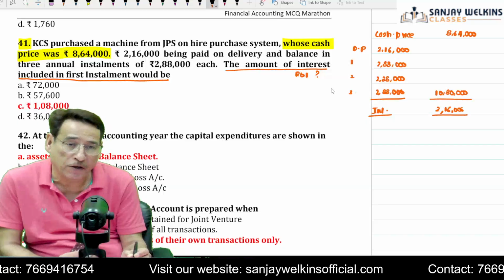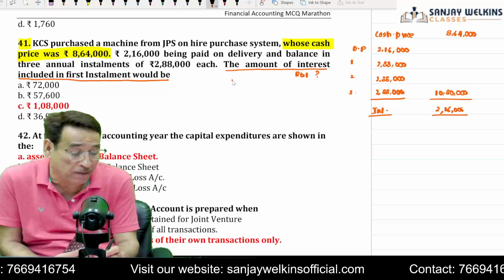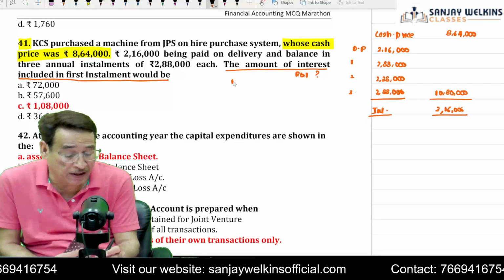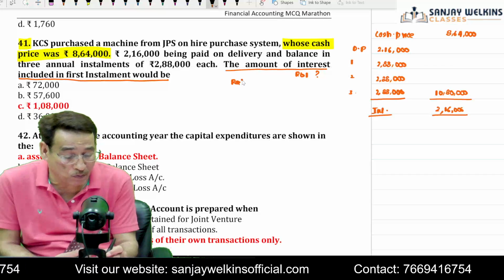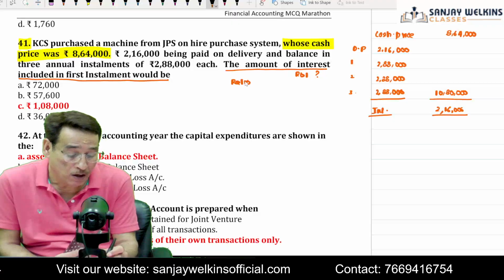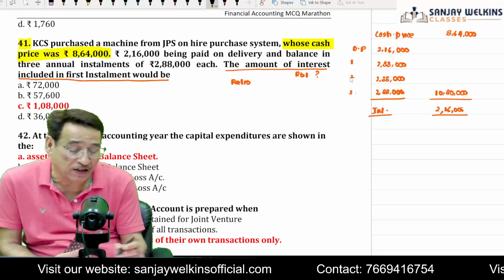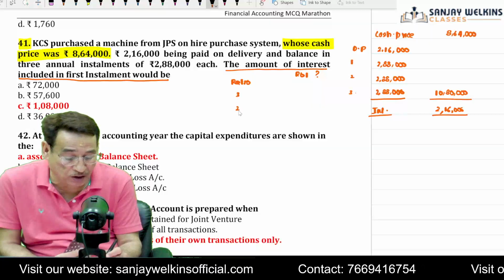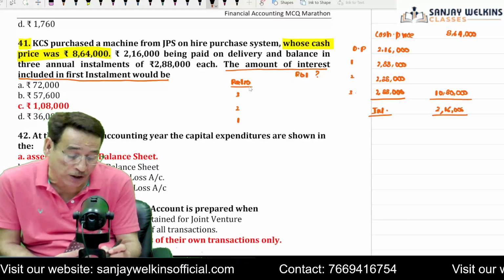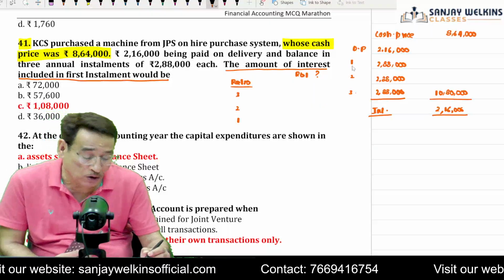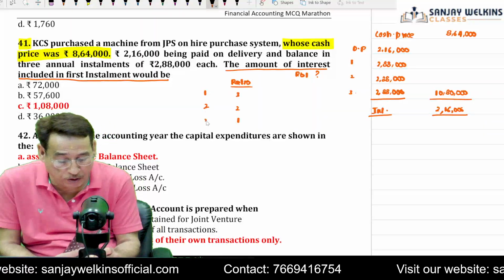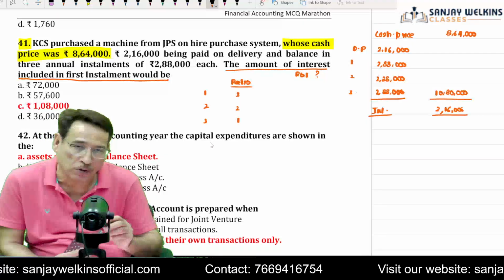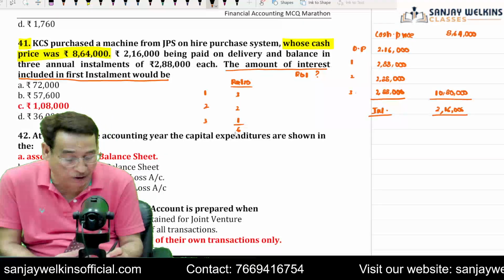If rate of interest is not given, you simply write here this way around, ratio, but you have to reverse it. Ratio will become 3:1 if you want to do it quickly, correct? Total installment 1, 2, 3. First you can write it this way, total installment 1, 2, 3, and then you reverse it. This will become the ratio. Ratio will be equal to 6.